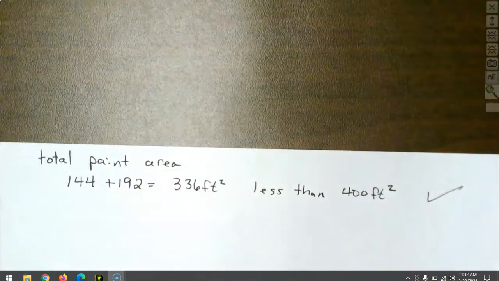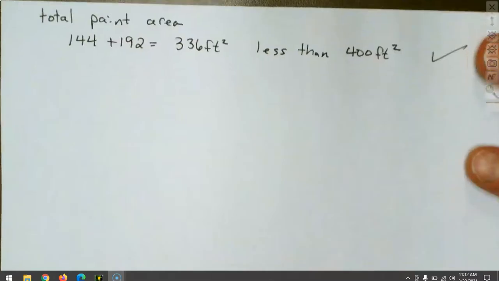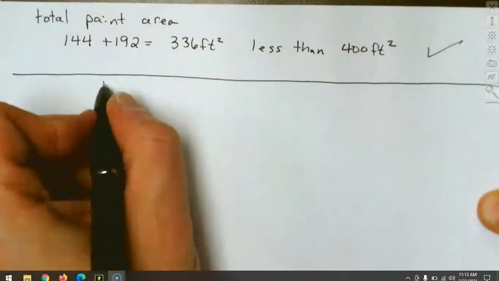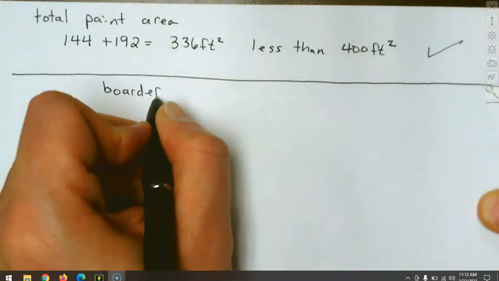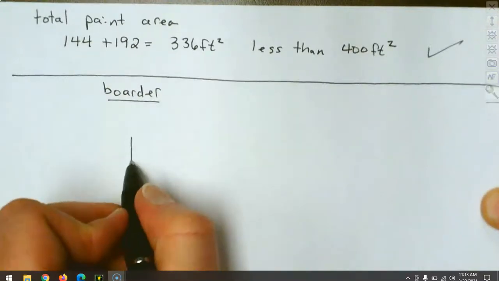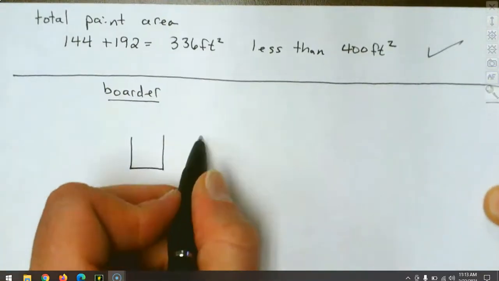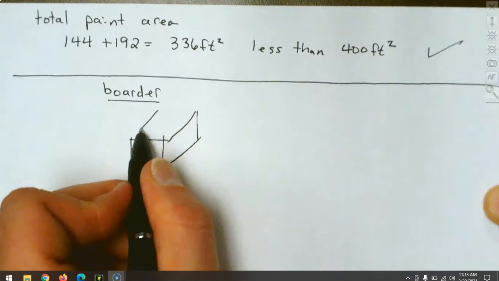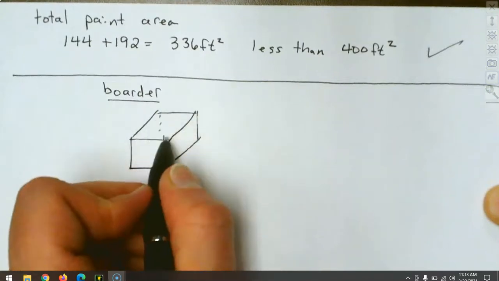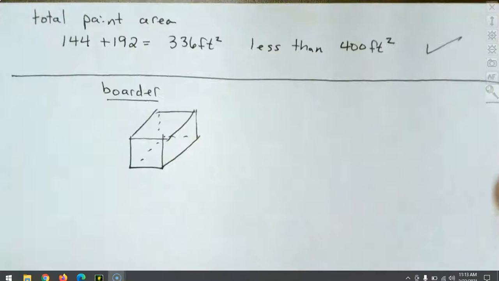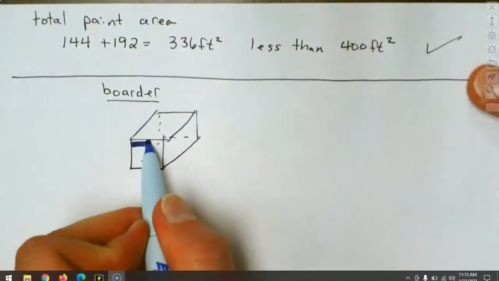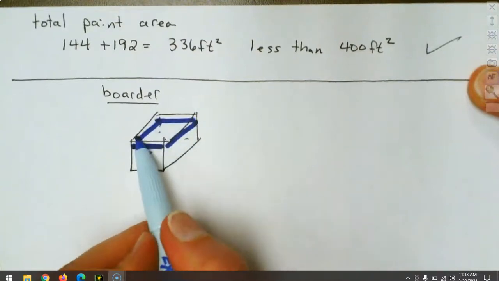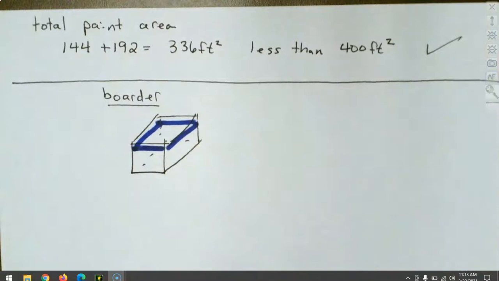Now, what about the border? Okay, the border is a little bit different. The border is not an area, it's linear feet. So the border is going to be set up the same way, except instead of painting it, we're just going to put a border on it. So the border is going to go around just like this. So that's going to be that border.